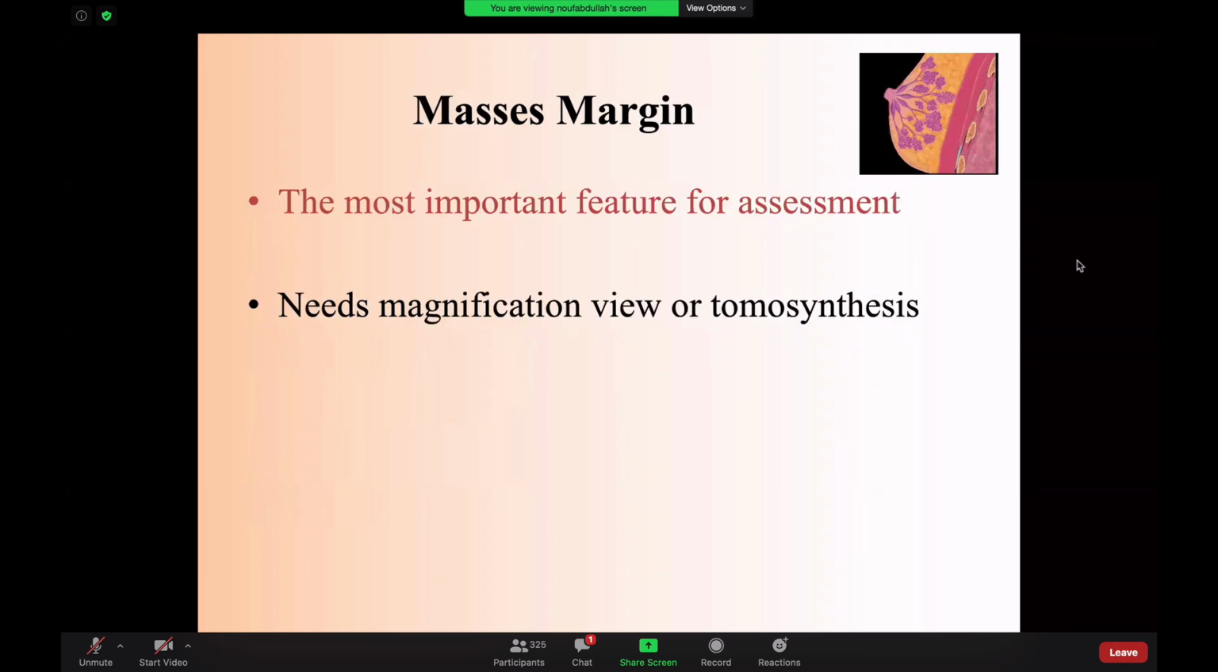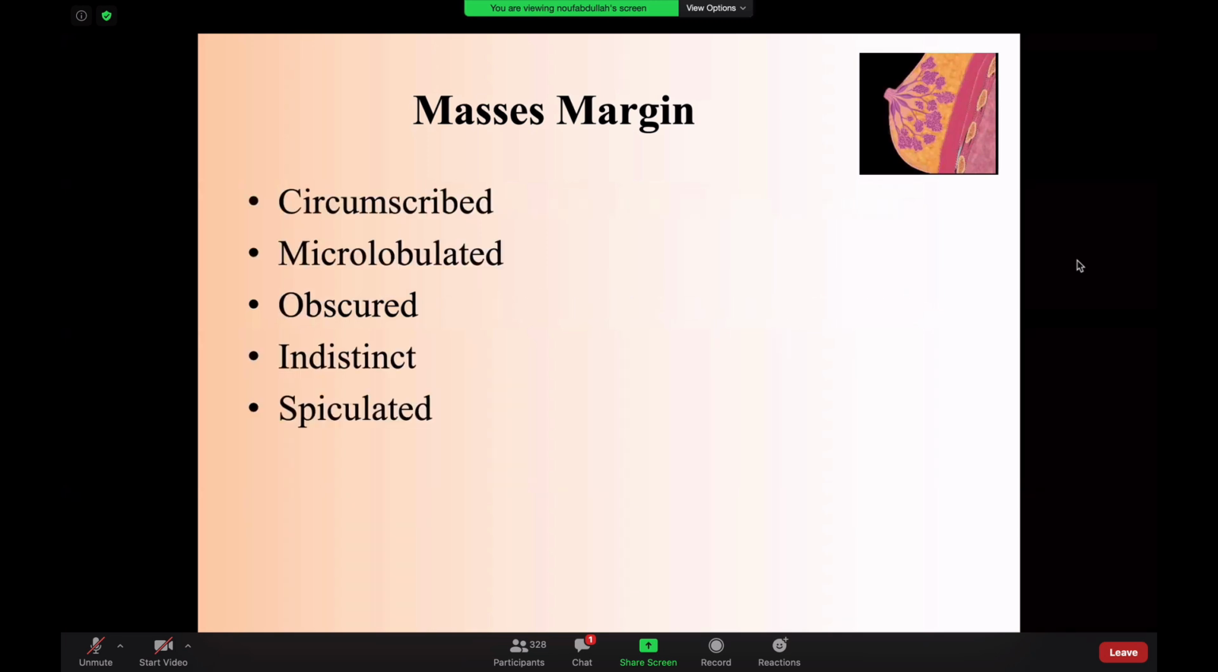So as I said before, we talk about the shape of the lesion, the margin of the lesion, and the density. The most important feature for assessment that could help you to identify what is the diagnosis is the margin. So whenever you look at the lesion and you want to assess the margin, for exam purpose, you would say, I would assess the margin further by compression magnification view. These days, we don't do magnification views anymore because we have the tomosynthesis. So when we look at the tomosynthesis, we are able to identify the margin of the lesion.